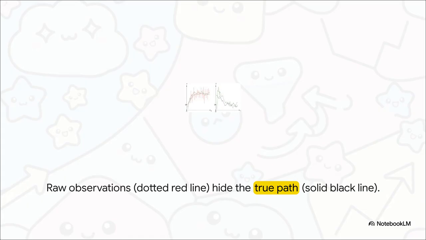This visual just nails the problem perfectly. That dotted red line, that's what our sensors are actually telling us. It's all over the place, totally chaotic. But hidden somewhere inside that mess is the solid black line. That's the true path, what's really happening. So the challenge is this. How do you find that smooth, true line when all you have to work with are those messy, noisy dots?